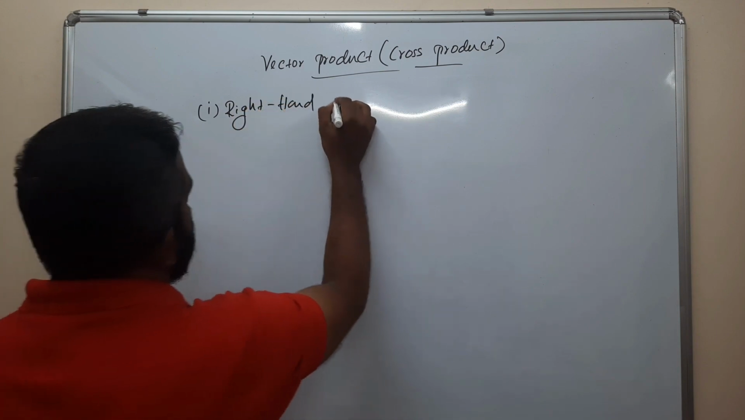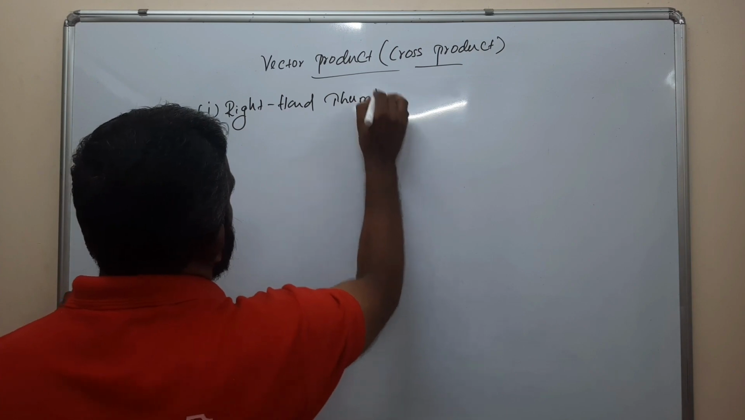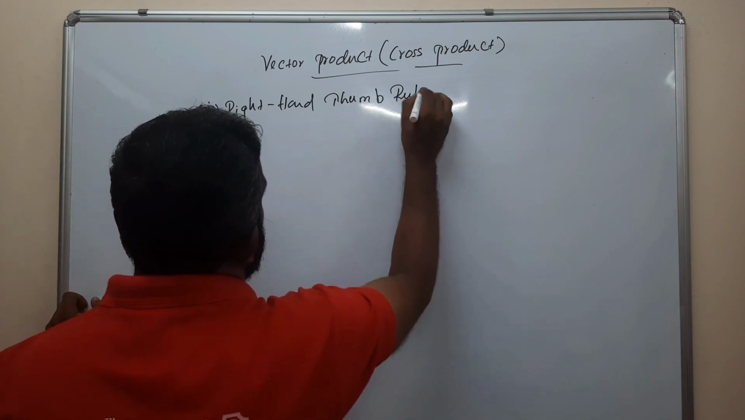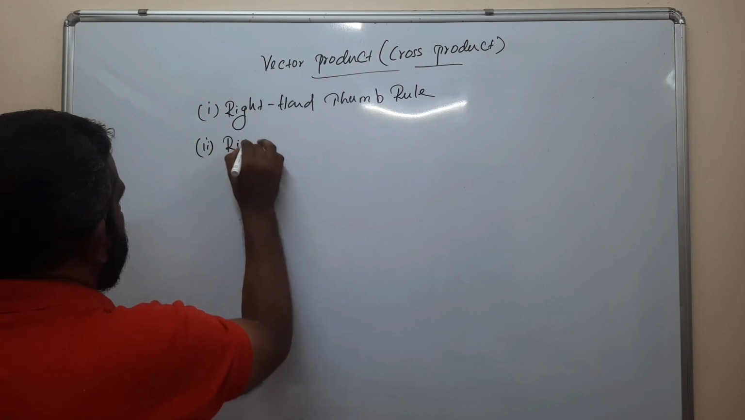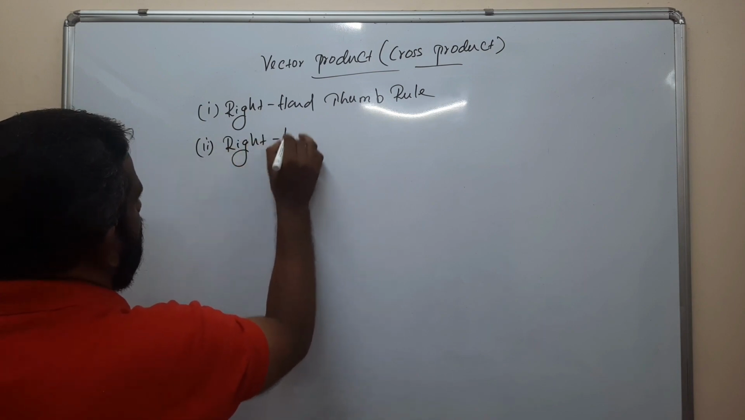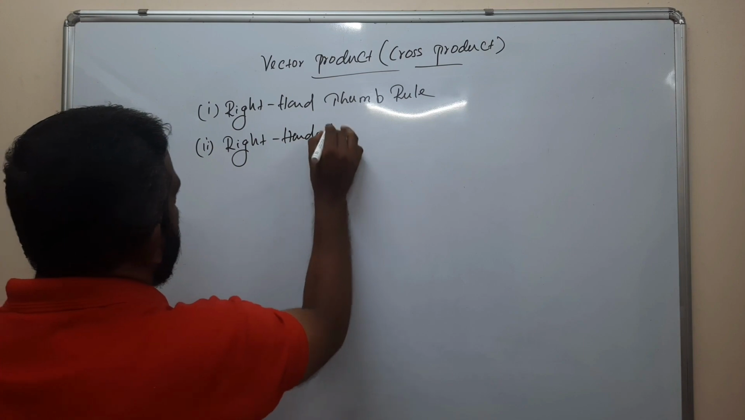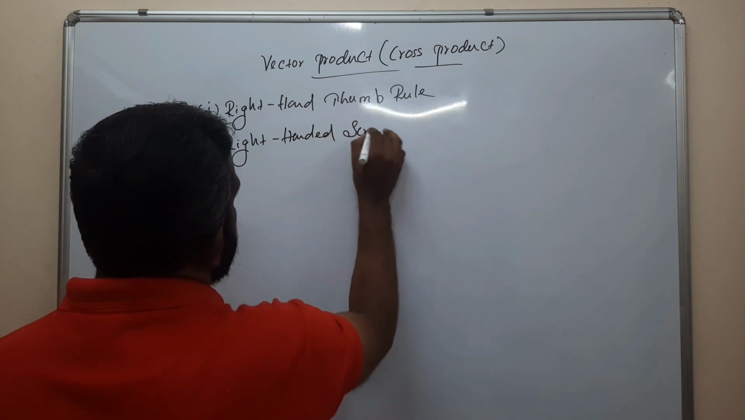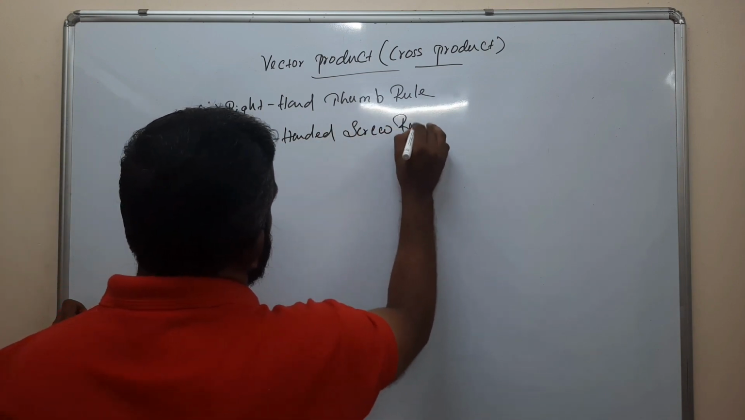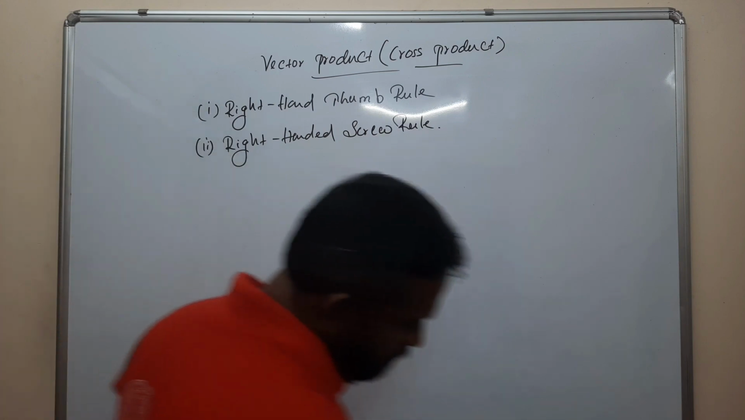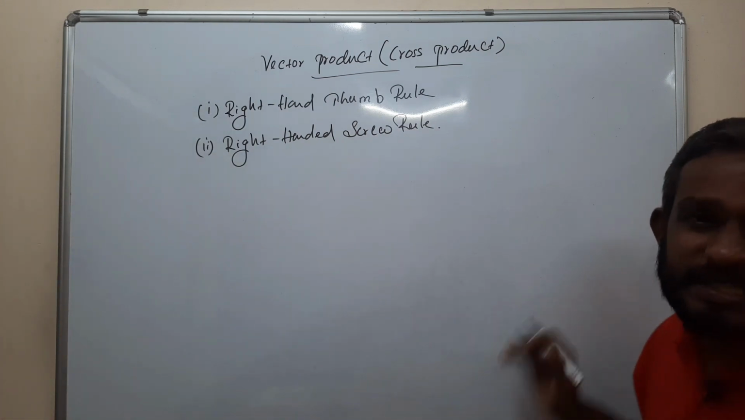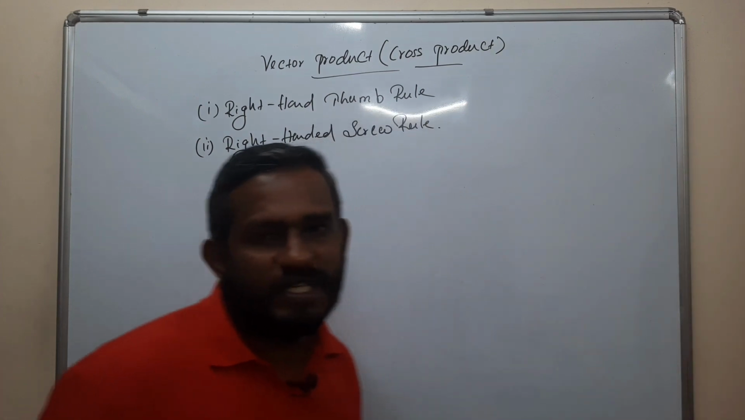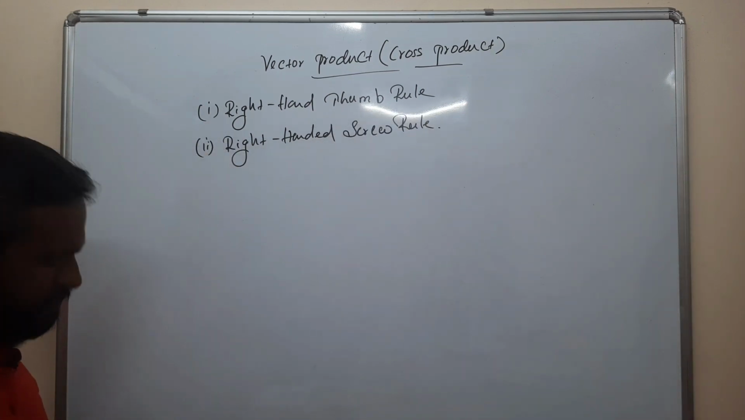Right-hand thumb rule. And two, right-handed screw rule. Using these two rules, we can find the exact direction of the resultant vector.